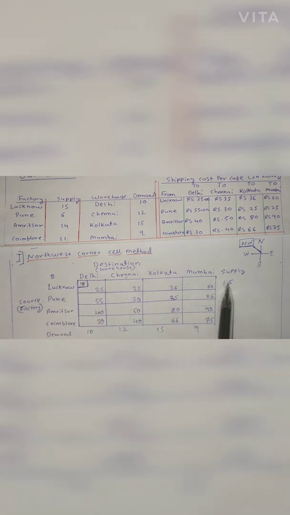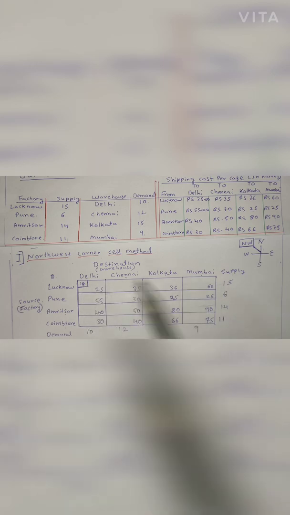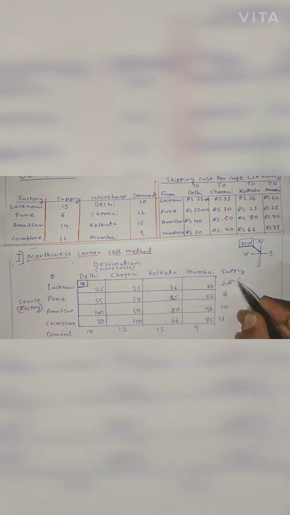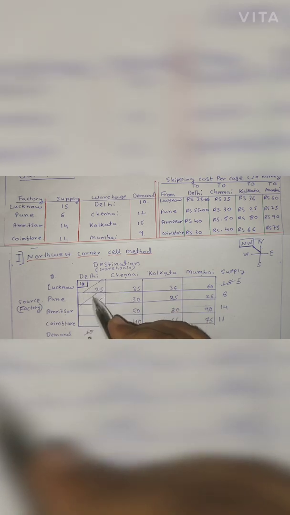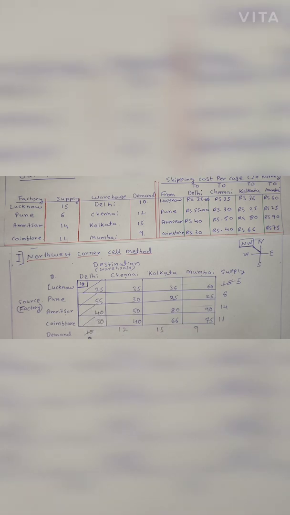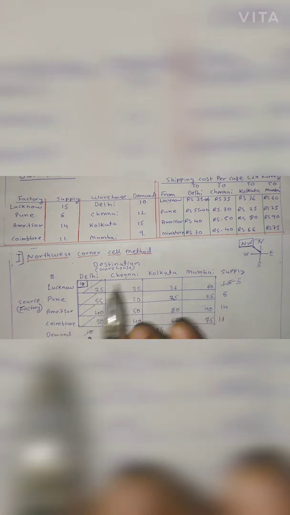Now subtract this 10 from the demand and supply. 15 minus 10, how much will it come to? 5. And 10 minus 10 is 0. So this column has become 0, and we'll strike off this first column.